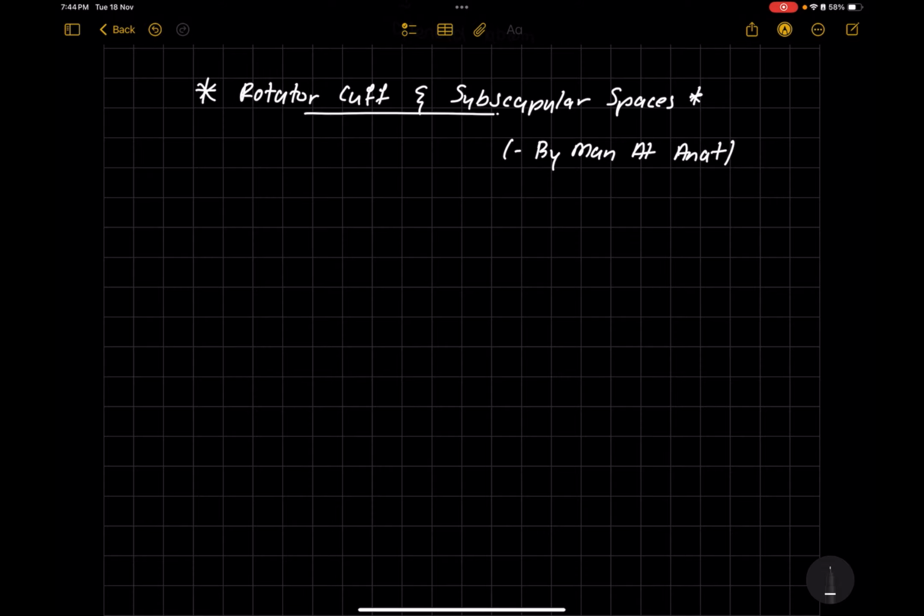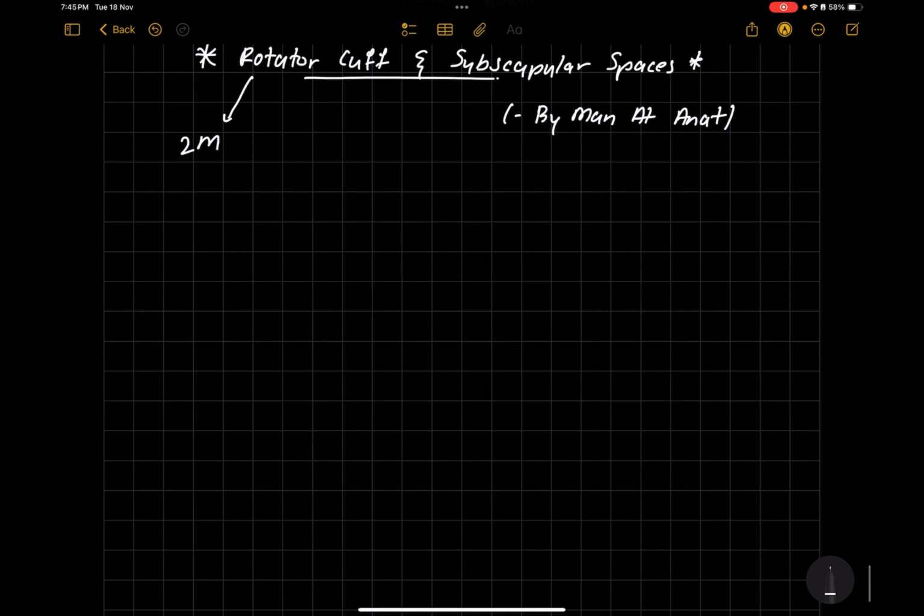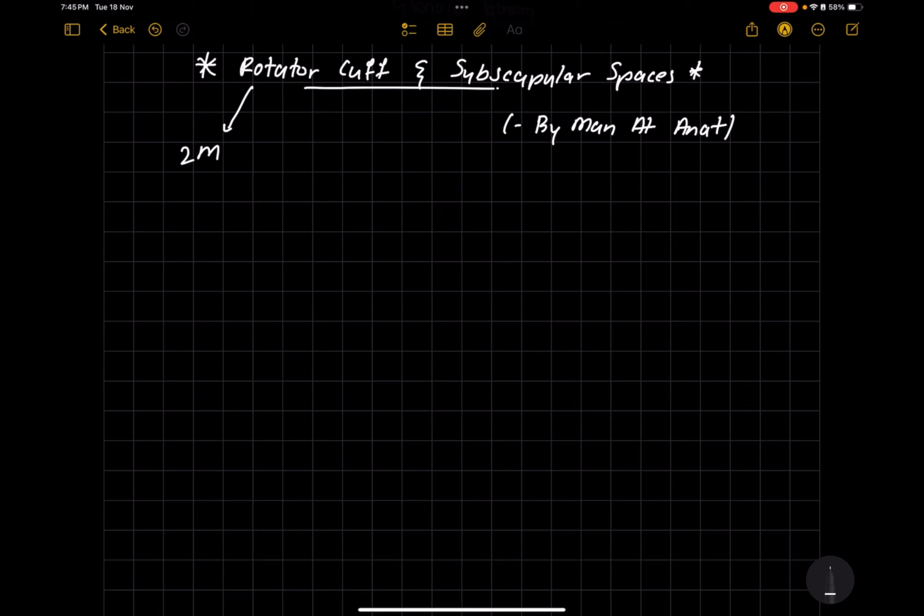In this session we are going to cover two small topics, that is the rotator cuff and the subscapular spaces. Generally these questions are asked in your university exams or preliminary exams for 2 marks. They will just directly ask you what muscles make the rotator cuff, what is the content of the quadrangular space, what are the boundaries of the quadrangular space. They will ask you this type of direct questions, and you can even expect MCQs out of it. So without wasting more time, let's jump right into it.